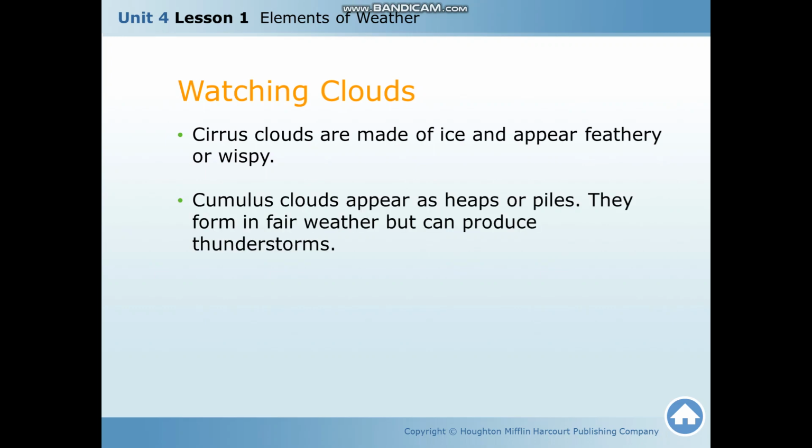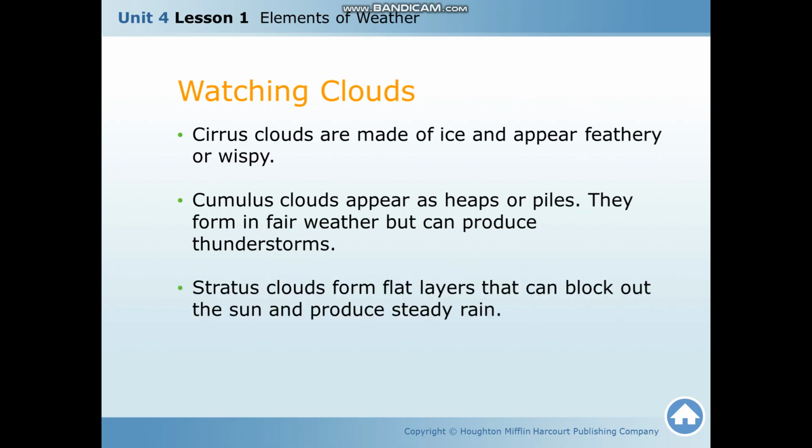They appear as heaps or piles, and commonly they describe it as like cotton balls or puffy clouds. They form in fair weather but can produce thunderstorms. Yes, and when it produces this, that type of cloud is what you call the cumulonimbus clouds, because the nimbus clouds are rain producing clouds.